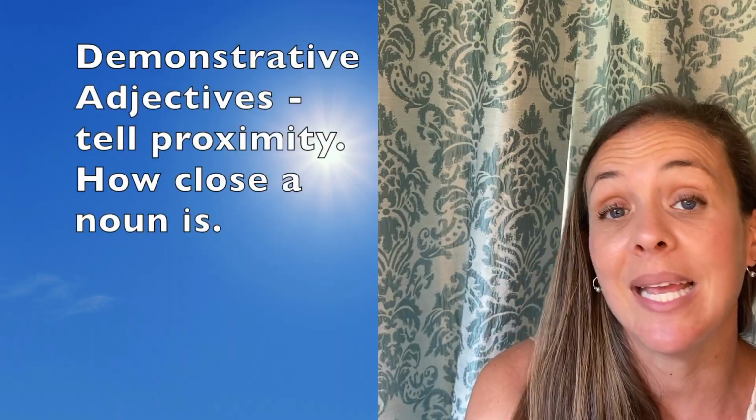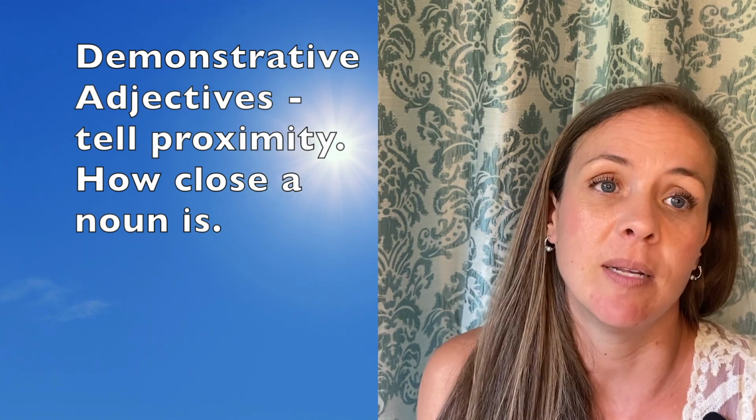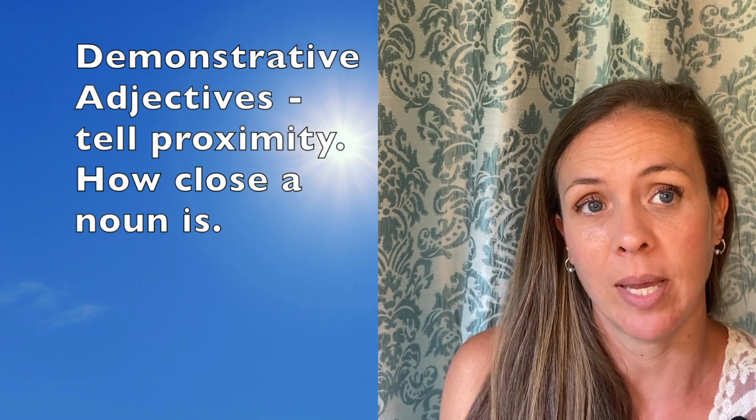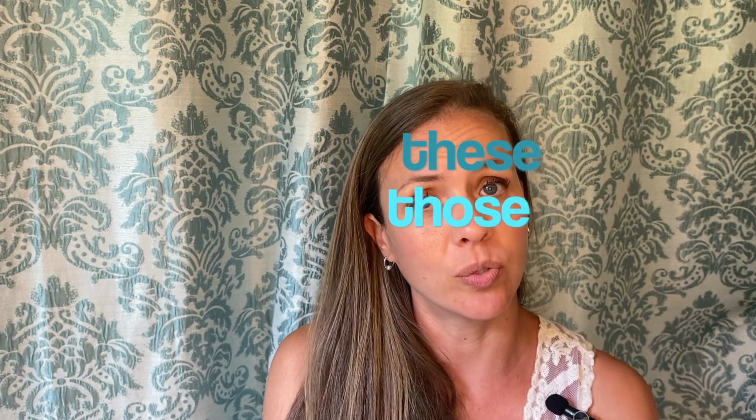The next one is demonstrative adjectives. So these adjectives tell proximity. Okay, so how close the noun is to you or someone. Okay, so these ones are this, that, these, those. Okay, so they show where something is. So this tells you this object is close to me, and it's one object. That is one object or person over there.